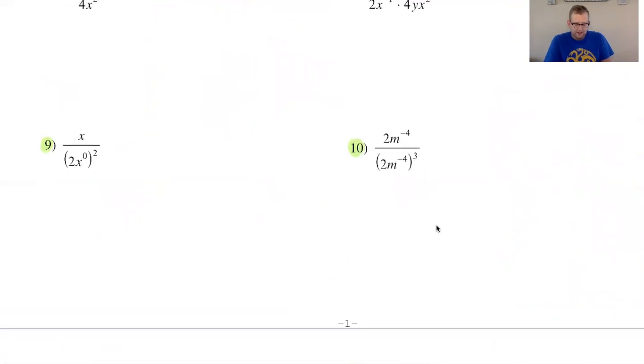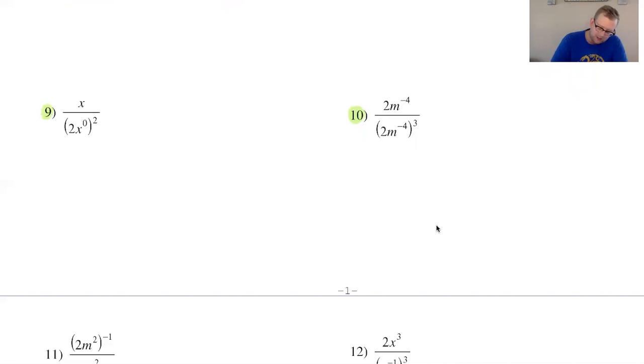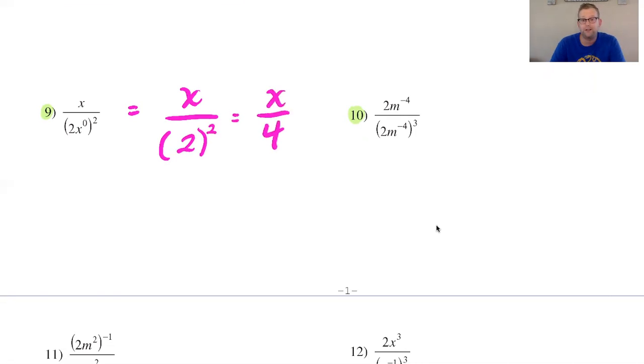All right, let's come down here to number 9. So the numerator x is unchanged. The denominator, however, I have 2x to the 0 power. And anything to the 0 power, whether it's a variable or a real number, and I mean a variable can represent a real number, so it does follow the same rules. x to the 0 is 1, so I have 2 times 1, which is 2, all squared, and I will end up with x over 4.